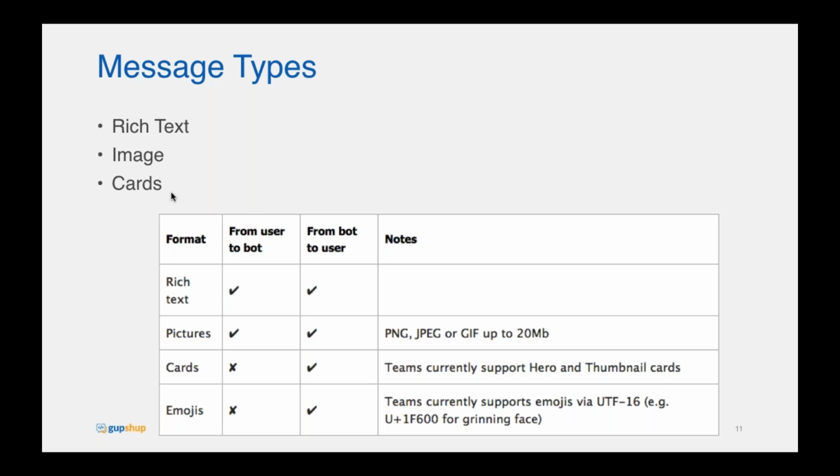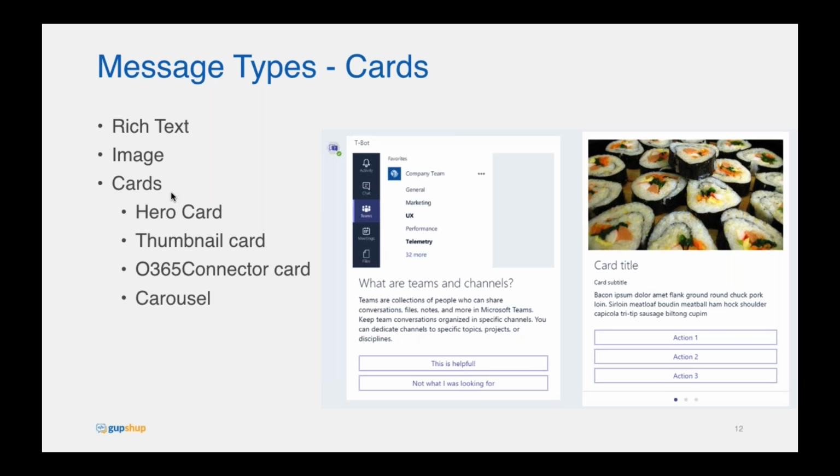You have something called cards, which is very akin only to Microsoft Teams, and I'll talk a little bit about it in the next slide. Essentially, a user can't send a bot cards, but a bot can send a user these cards. Teams right now supports two types of cards, the hero and the thumbnail cards, and I'll talk a little bit about that later on. And of course, you can support emojis.